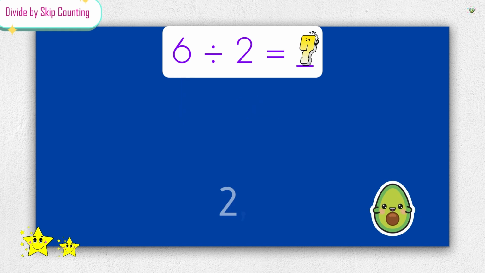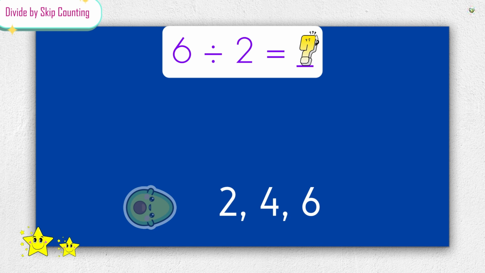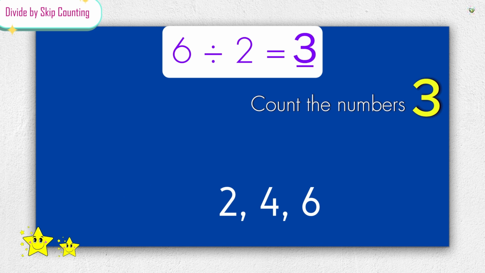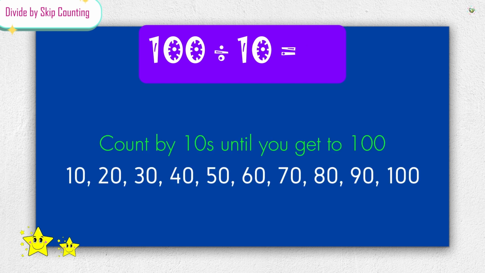Greenie. 2, 4, 6. Nice. And what do we do after that? Count the numbers. 1, 2, 3. So, 6 divided by 2 equals 3. Awesome work. Okay, let's see if you can solve this. 100 divided by 10. It's 10. Did you get it too?